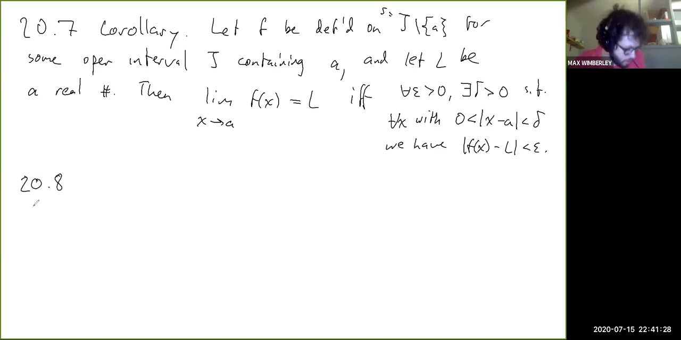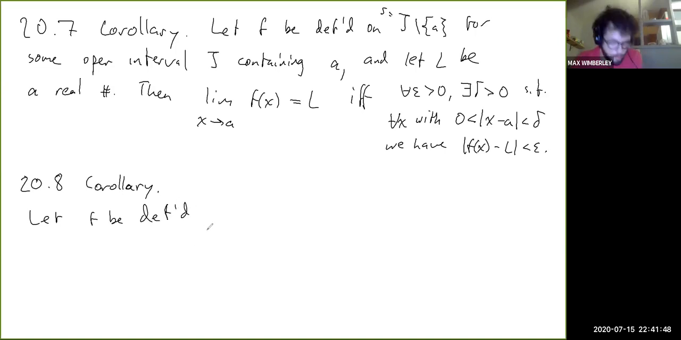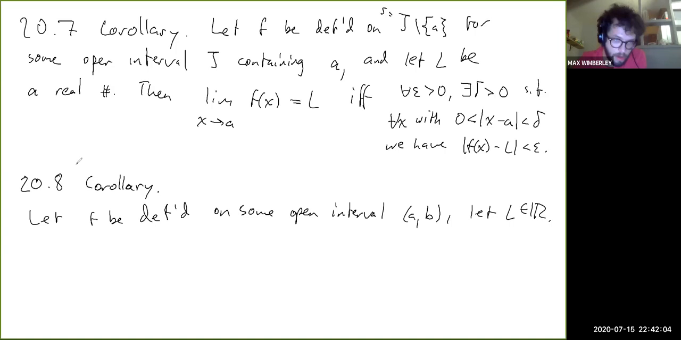We'll do one more. So I believe this is a corollary. This is a one-sided limit. So let F be defined on some interval AB, and let L be a real number, then the limit as x approaches a from the right of f of x equals L, if and only if.